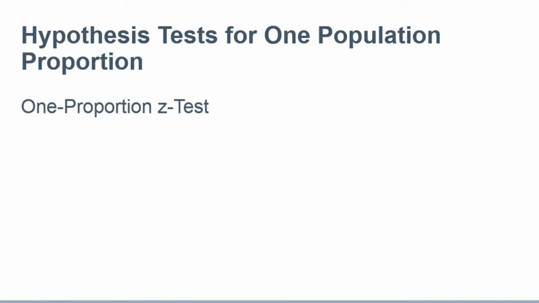To recap, hypothesis test for one population proportion. One proportion z-test. The main difference is that to find our test statistic, we are using z equals p hat minus p sub 0 all over the square root of p sub 0 times (1 minus p sub 0) divided by n.